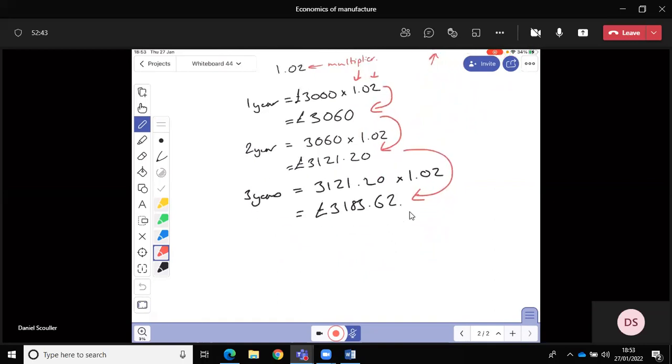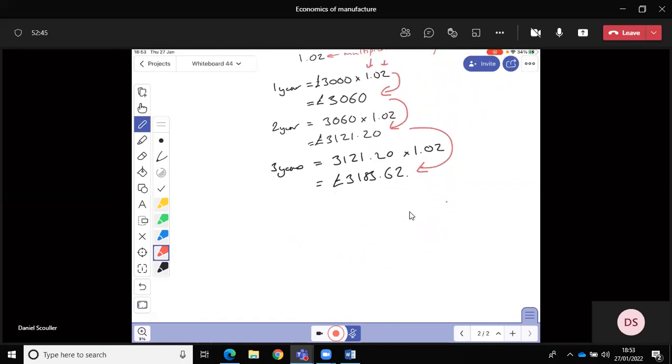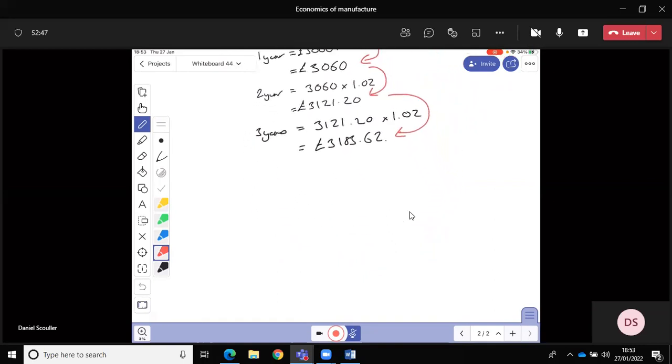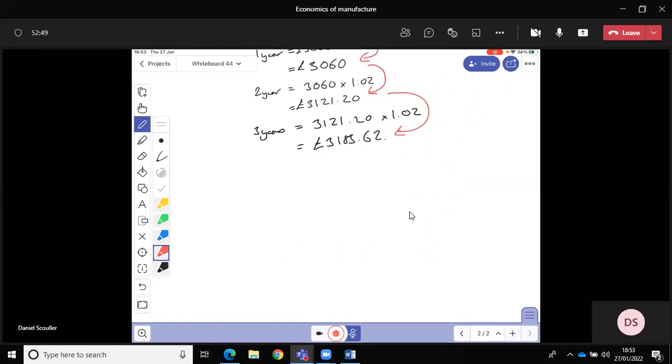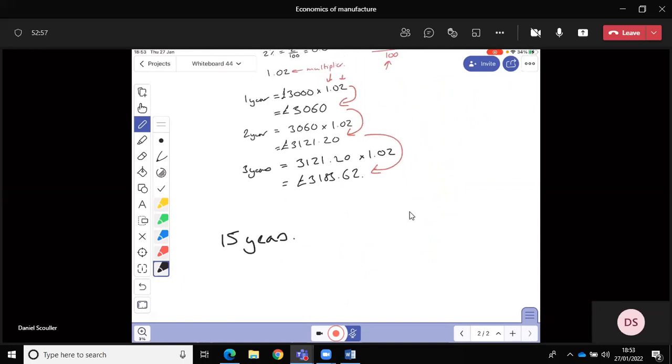Now, commonly they'll ask for something longer. So they'll ask something like 15 years. And they're not expecting you to go 1 year, 2 years, 3 years, and use that multiplier every single time. So we need a different way.